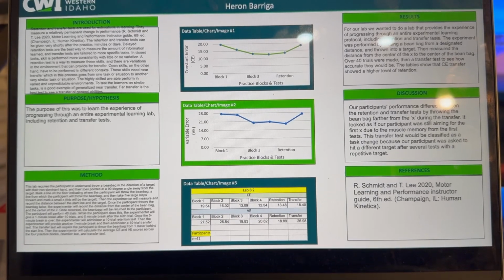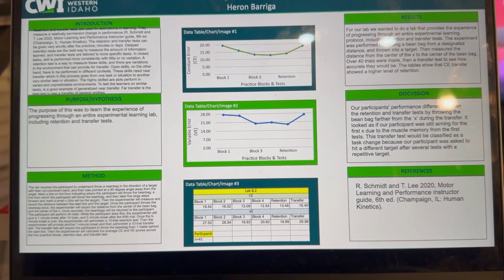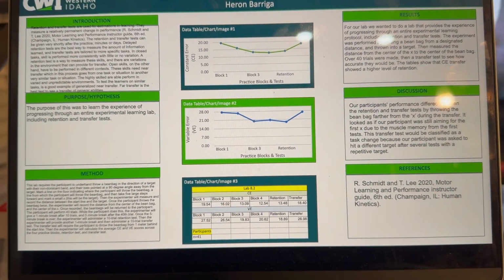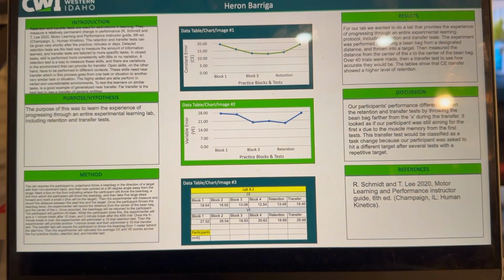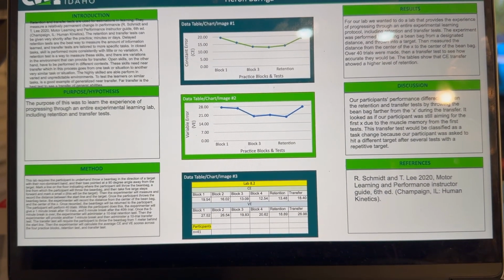The highly skilled are able to perform in varied and unpredictable environments. To test the learners on similar tasks is a good example of generalized near transfer. Far transfer is the best test to see a transfer of general abilities.